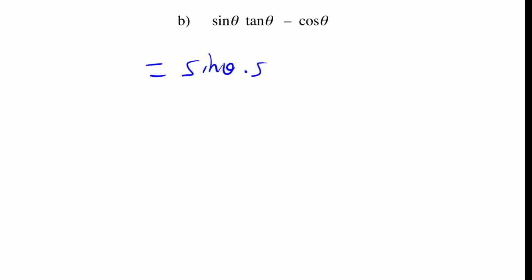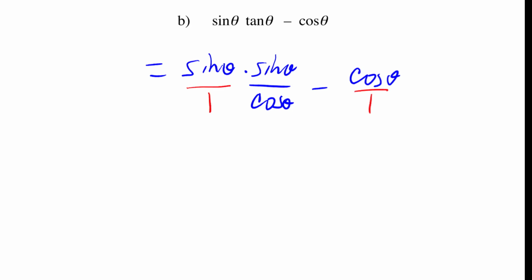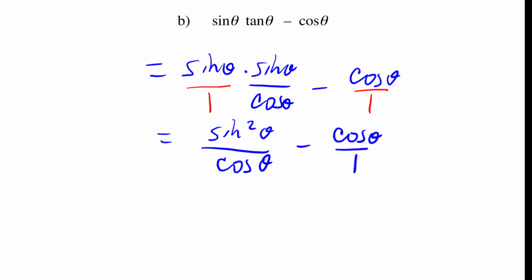Sine theta times tangent, which is sine theta over cosine theta, minus cosine theta. And we can write the sine theta and cosine theta each over 1. And let's see what we have when we combine the first two fractions. We've got sine squared theta over cosine theta and minus cosine theta over 1, of course. This time the common denominator is cosine theta. So we're going to multiply the second fraction by cosine theta over cosine theta. And now we have a common denominator here.